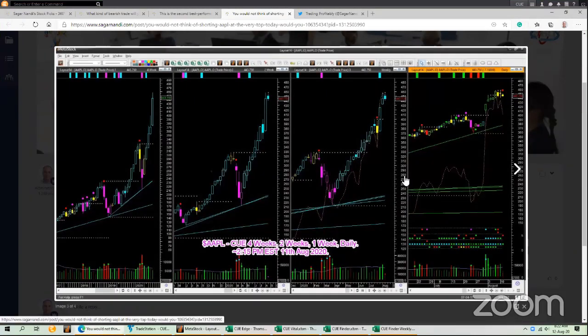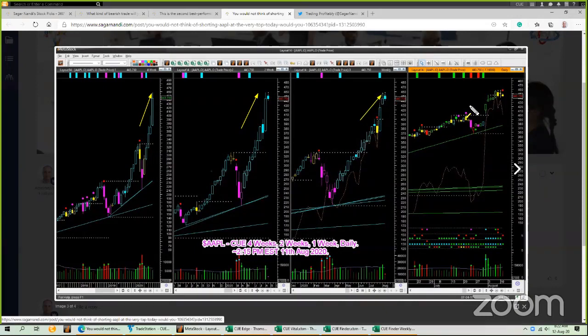So I looked at the Apple charts. If you looked at it using the 4-week, 2-week, 1-week, and daily chart, in the longer intervals, it was very bullish. In the daily chart also, there was no short trade setup. However, I noticed that it was up a lot.